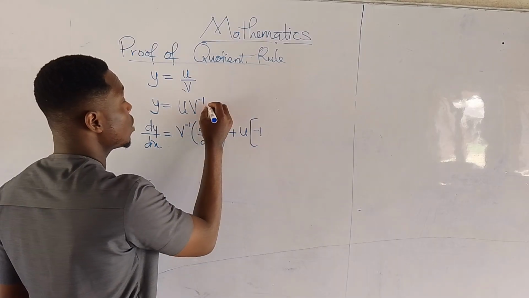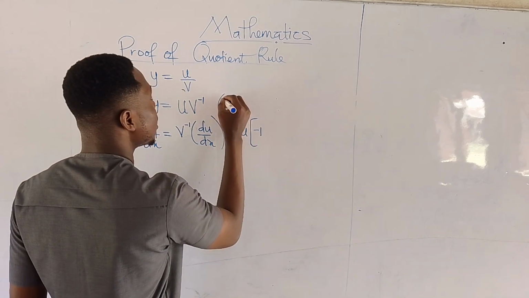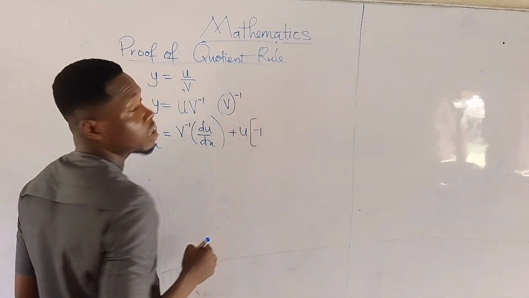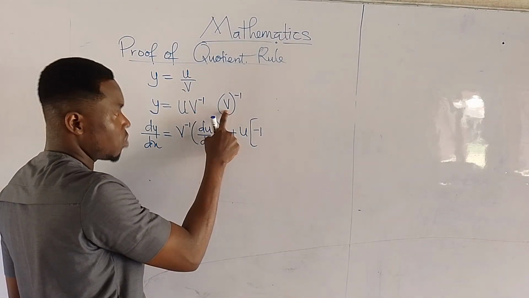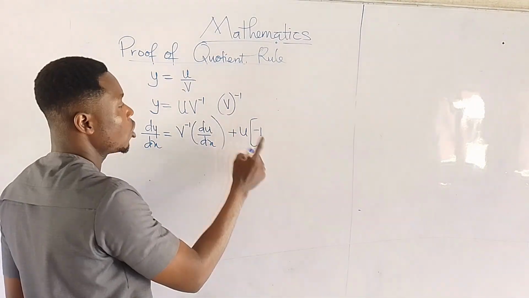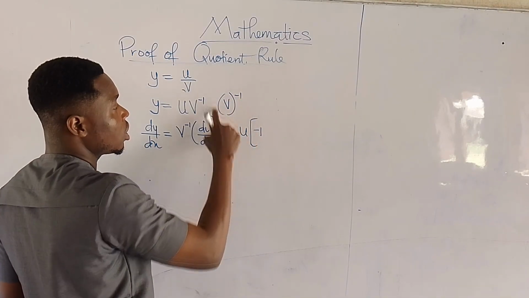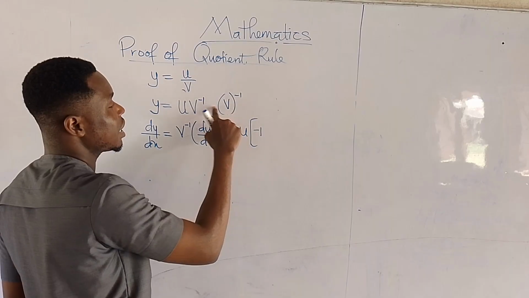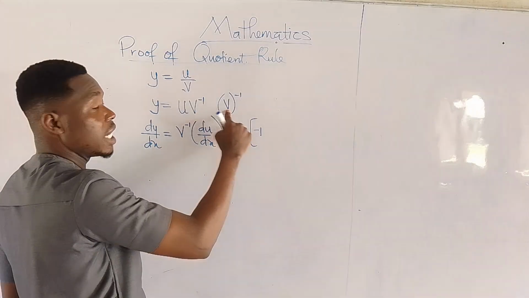The whole of this can equally be written as v exponent -1. I believe you are getting the point. This can equally be written as this. It's the same thing. So when we are differentiating this function, you drop the what? Negative 1 as we have. Now differentiate what we have in the brackets.